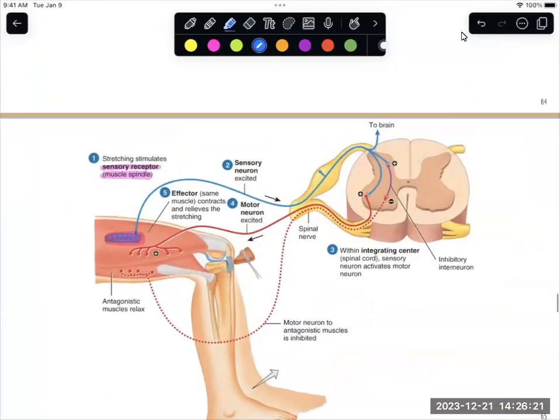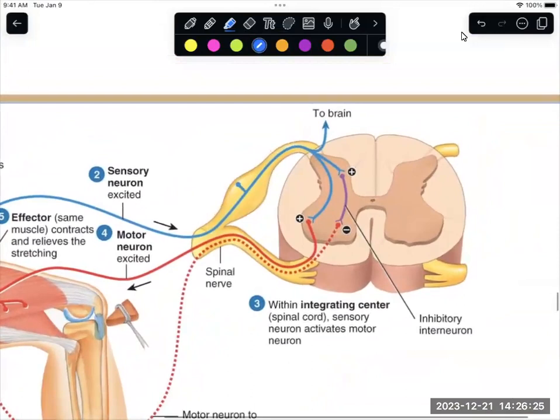But here's the cool thing about all of this. Come over here to the spinal cord for a minute. So the sensory neuron, when it sends this information in, it needs to send this information up to the brain so you're aware of what's happening. If it does not go up to the brain, you are not aware that something is happening. This will come in handy when we talk about the brain in the next chapter.